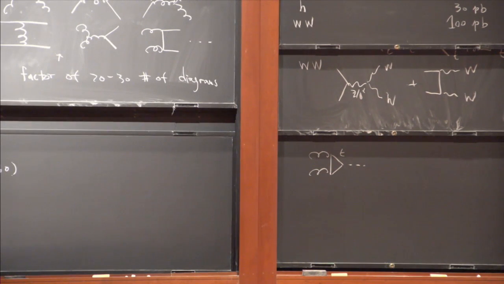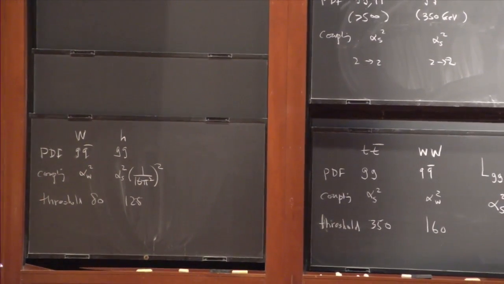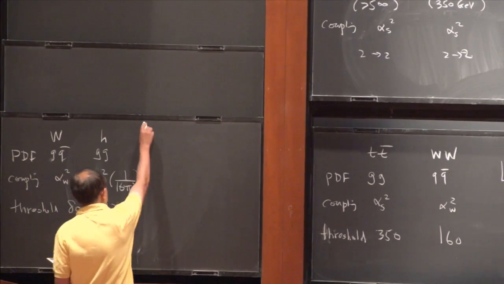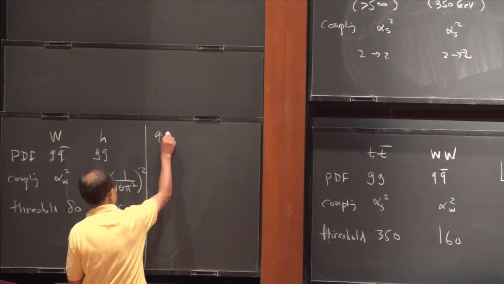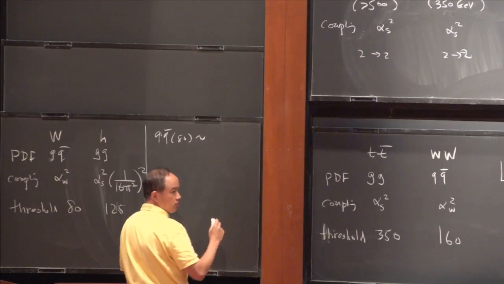What's the size of the loop factor? 1/16 pi squared. When we do loop calculations, it is squared. And the threshold: this is about 80, this is about 125. This is slightly more subtle, but anyway, then you can look up the parton luminosity if you have a figure. I'm just showing you: q q-bar at 80 GeV is slightly less than glue at 125.